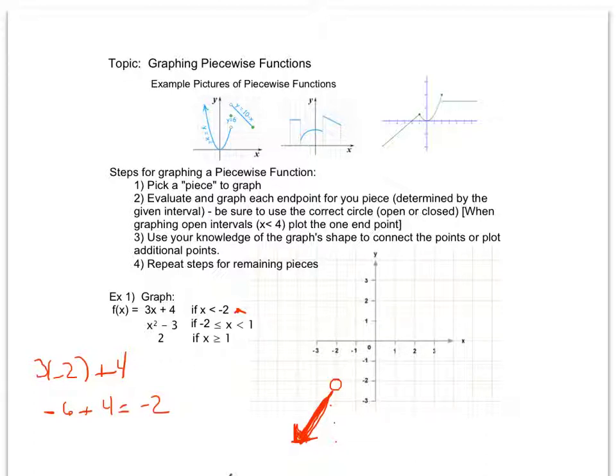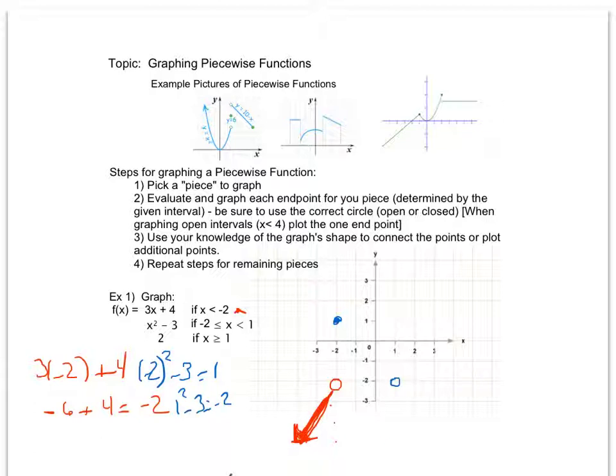Then I'm going to take my next piece. My next piece says x squared minus 3 if I'm between -2 and 1. Kind of the same thing as before, I'm going to start by plugging in -2. I'm going to have -2 squared minus 3. Well, that gives me 4 minus 3, which is 1. So at x of -2, now I have a y value of 1. I'm going to use a closed circle this time. Then I'm going to do the same thing at 1. I have 1 squared minus 3. Well, 1 minus 3 is -2. So at 1, I'm at -2, and here I'm going to have an open circle.